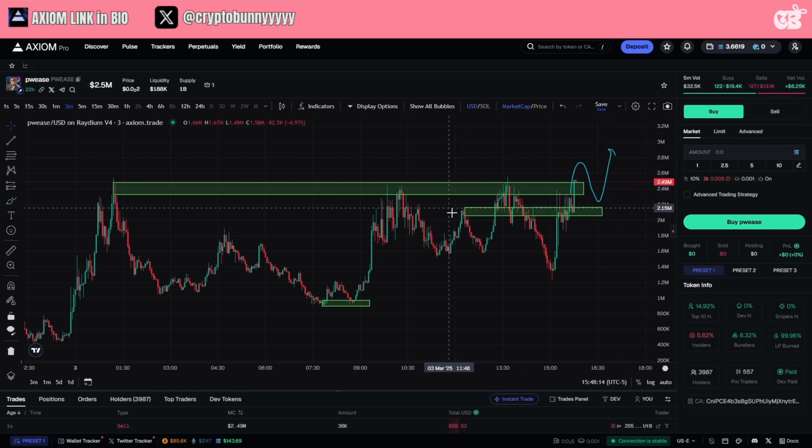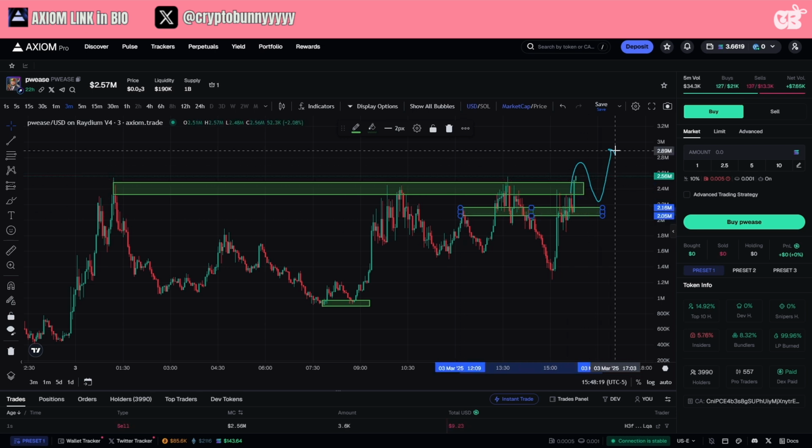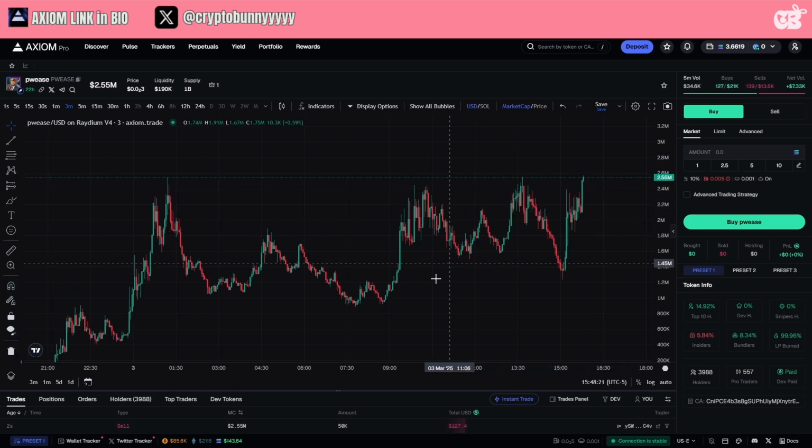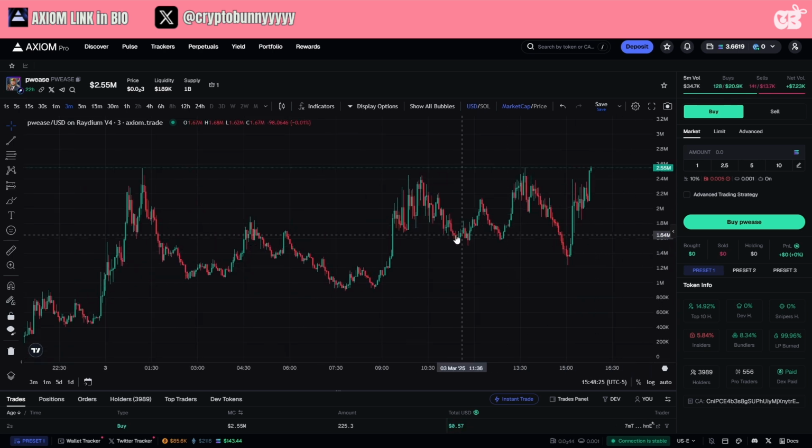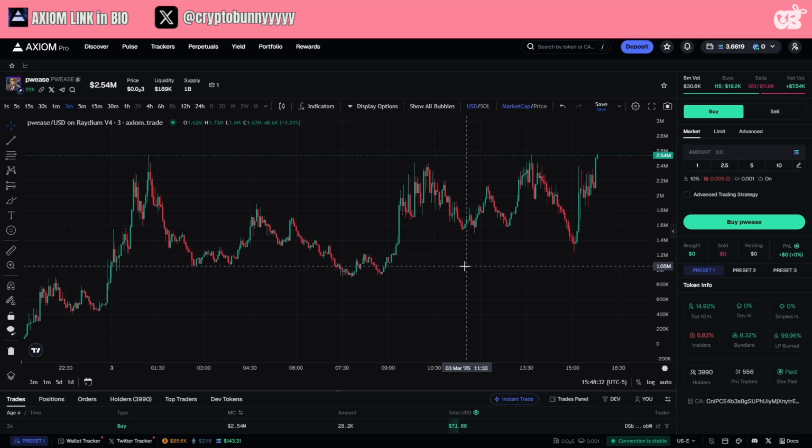Resistance, this is where it rejected once right here, this area right here turned into support, and it'll go higher, right? So support is really a great technique to identify areas where these coins will bounce. And as I mentioned previously, it will allow you to catch these plays relatively stress-free, because what happens?